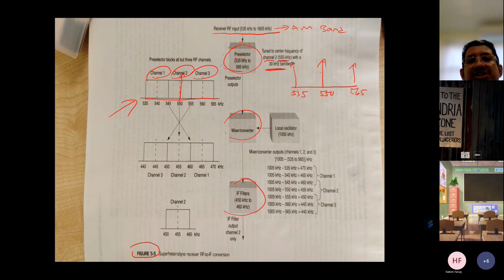Tadi contoh daripada 100 channel, saya agak-agak je lah, 100 channel yang banyak tu dikurangkan kepada 3 channel sahaja. Tapi saya nak dengar channel 2, saya tak nak 1 dengan 3 ni. I don't want to listen to this. Okay, and then these frequencies is passed through the mixer converter. Mixer converter mempunyai local oscillator 1005 kHz.